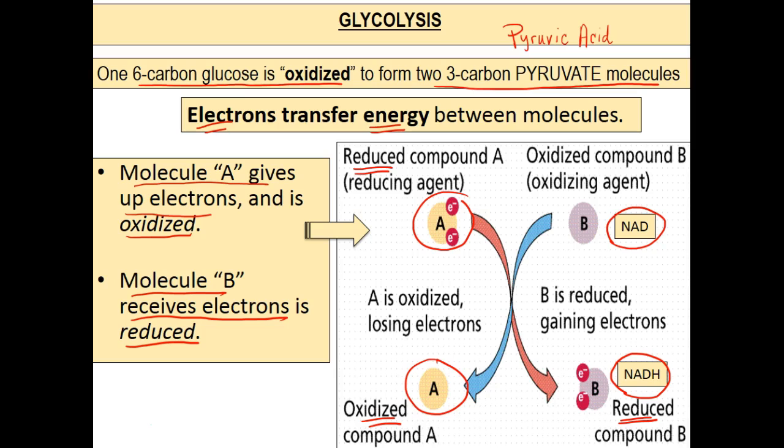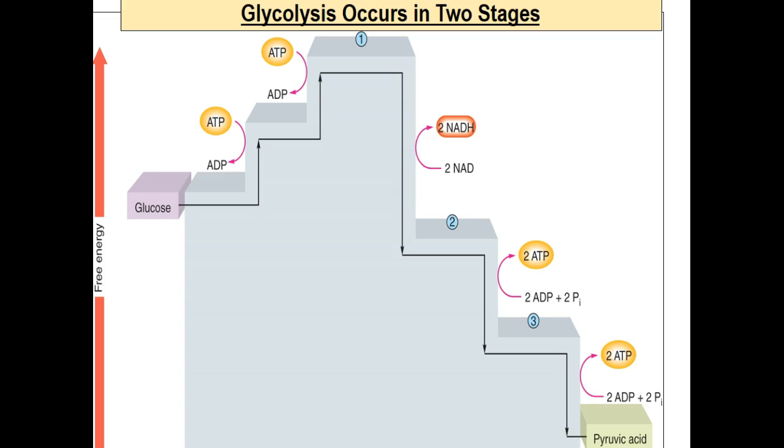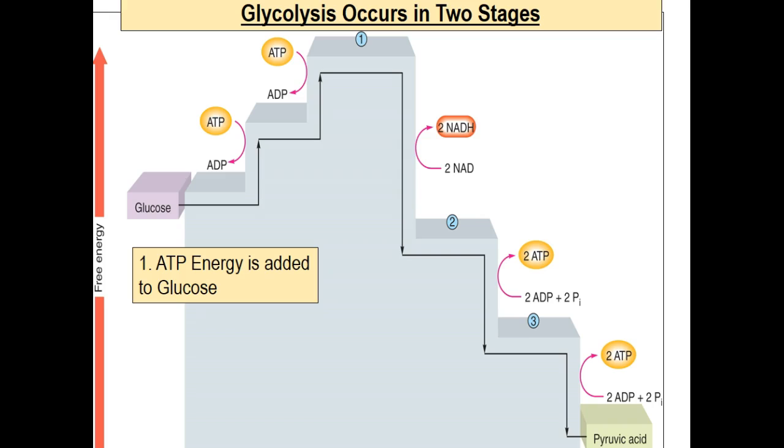Okay, so let's just continue on with glycolysis. And here we have a picture from the book that is talking about the steps of glycolysis. Our book talks about glycolysis occurring in 2 stages. In one stage, you have an input of ATP energy. So that's stage 1.